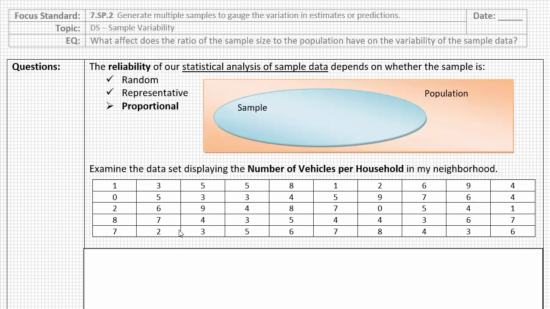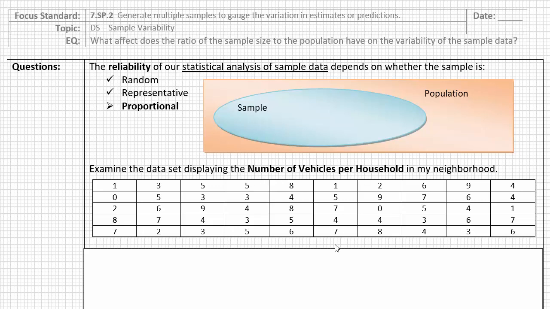I've recently moved into a new neighborhood further out in the Portland area and have been surprised at the number of vehicles per household. So I went to 50 houses in my neighborhood and counted up the number of vehicles per household. The first house I went to had 1 car, the next house had 3 cars, 5, 8, and so forth. So this represents the 50 houses in my neighborhood and the number of vehicles per household.